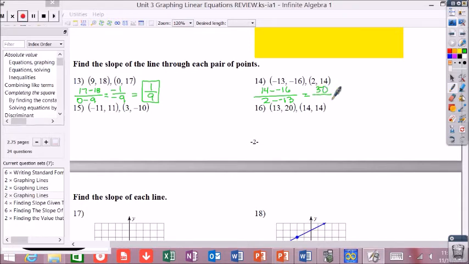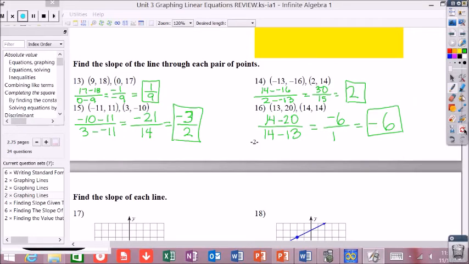That's going to give me a 30 over 15, and 30 over 15 reduces. Remember, when finding slope, you can use the algebraic formula, the y2 minus y1 over x2 minus x1, or you can sketch a little graph on the side and count your rise over your run. But just remember, if it's going up from left to right, you have a positive slope. If it's going down from left to right, that's a negative slope. A horizontal line is zero slope, and a vertical line is an undefined slope.